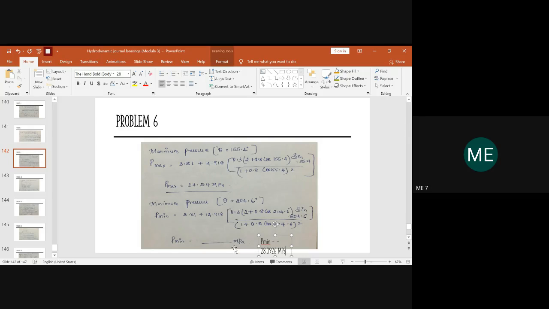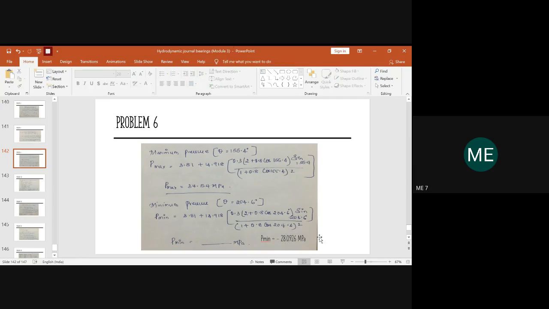Megapascal? Okay, so usually it does not matter that the minimum pressure must be positive; you can get a negative value also. So this is the minimum pressure for the oil film, and this will be the maximum pressure distribution. You get the least pressure at the angle 204.6 degree, and you get the maximum pressure at the angle 155.4 degree. So we have determined the location as well as the magnitude for P max and P minimum.